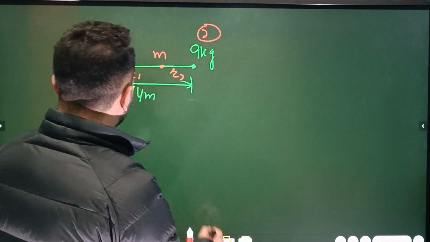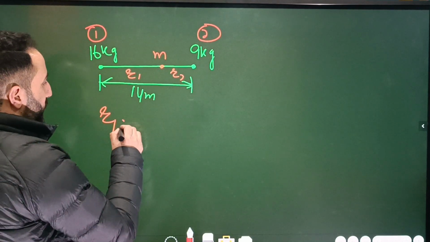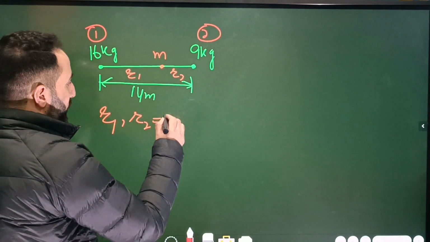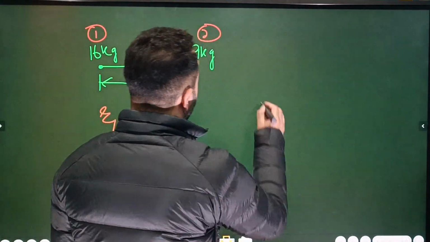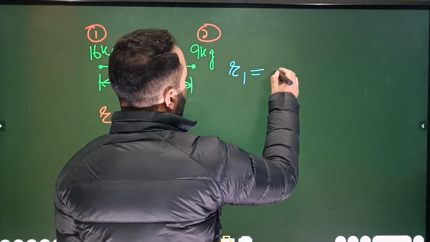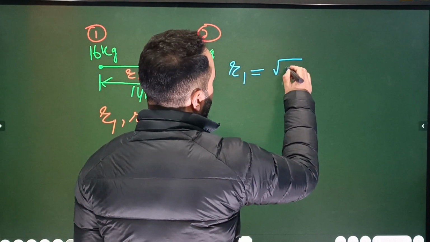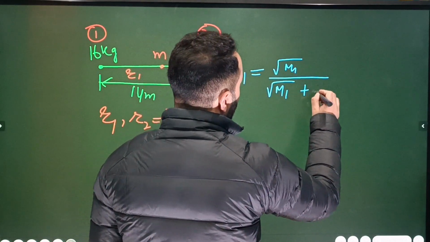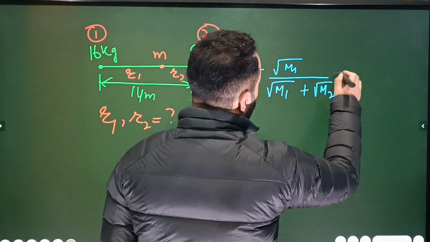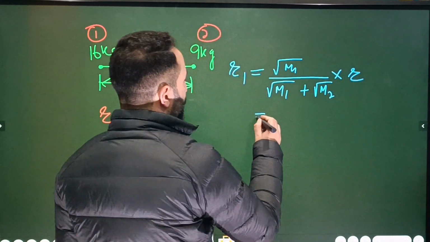So we have to calculate what? The value of r1 and r2. Let's first calculate the value of r1. Keep in mind here, r1 will be root of m1 divided by root m1 plus root m2, multiplied by the net separation, that's equal to r.